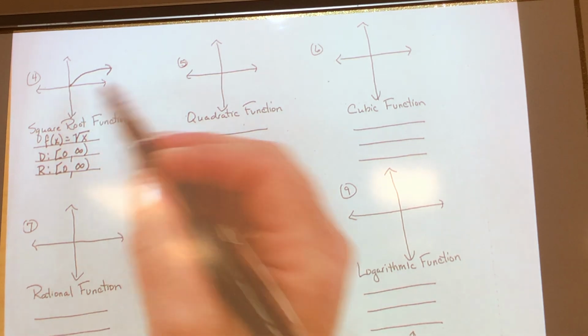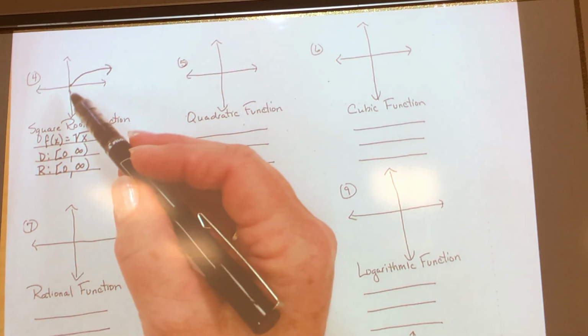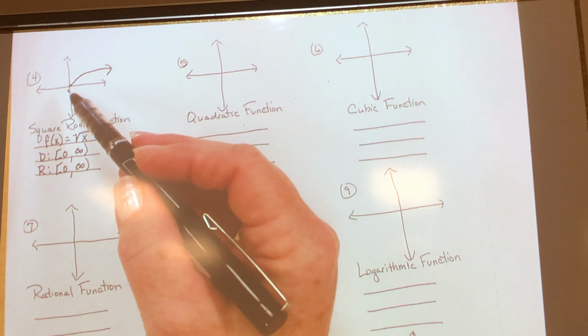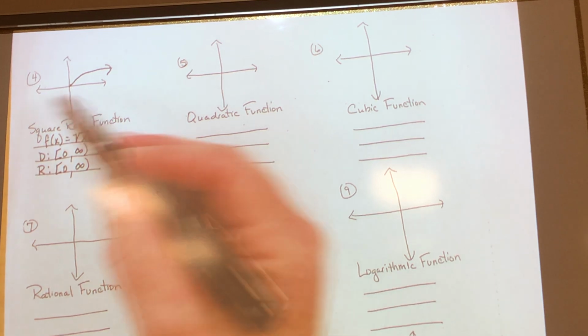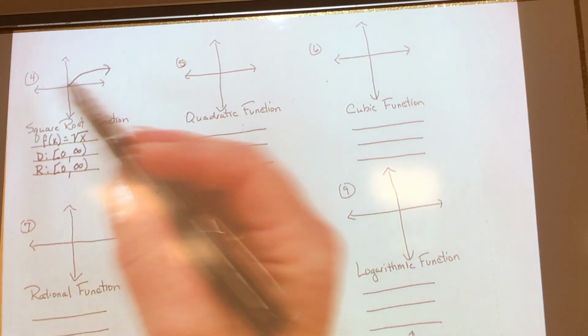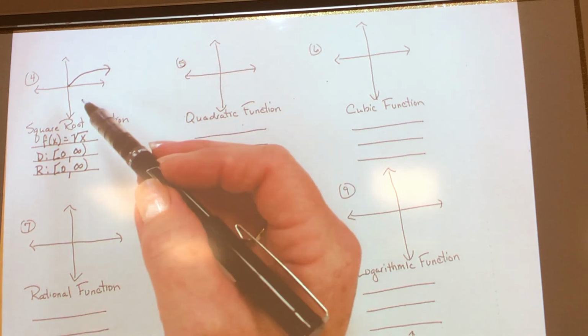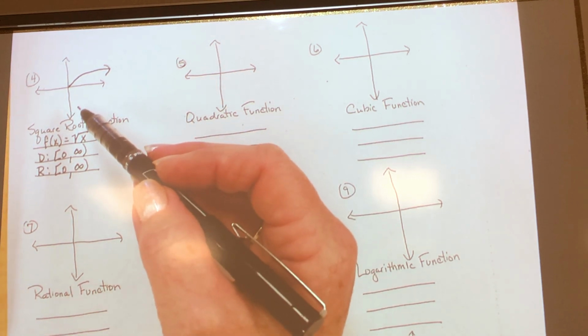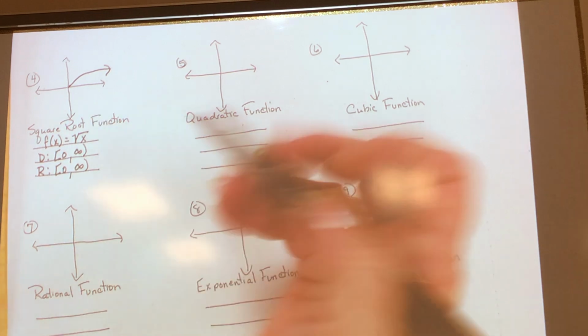Domain, 0 to positive infinity. You can take the square root of 0, guys. The square root of 0 is 0. Alright? Can't have any negatives under the radical, so greater than or equal to 0. That's a restriction we talked about, right?